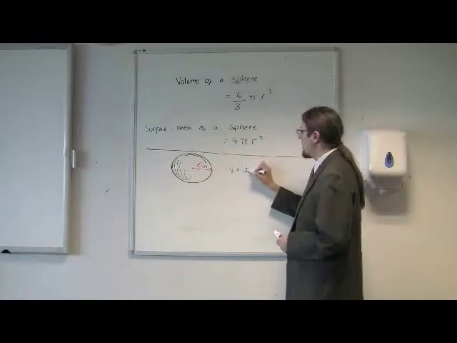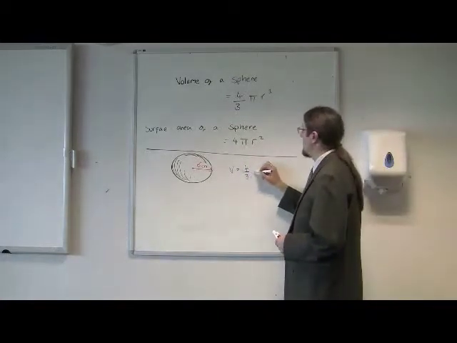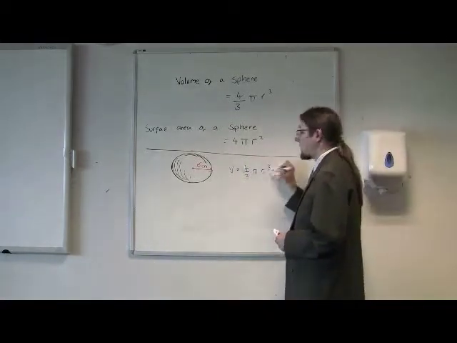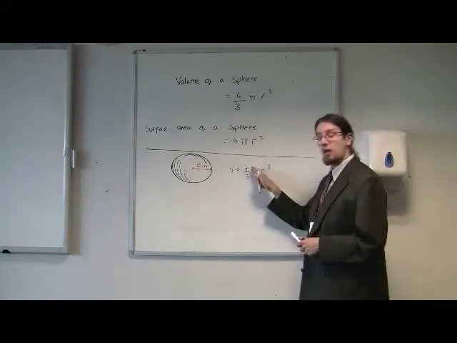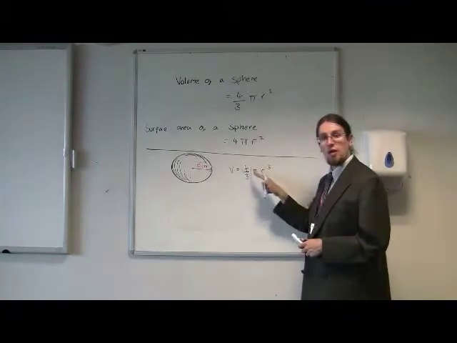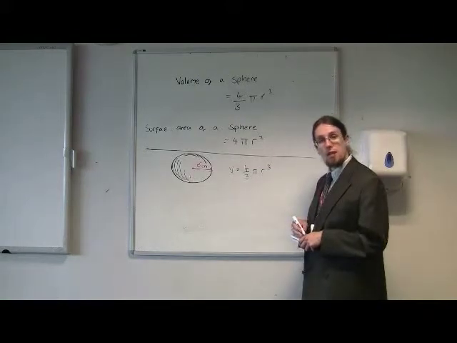So the formula is 4 over 3 pi r cubed. 4 over 3, what you can do is just times it by 4, divide it by 3. And it doesn't matter when you do that.